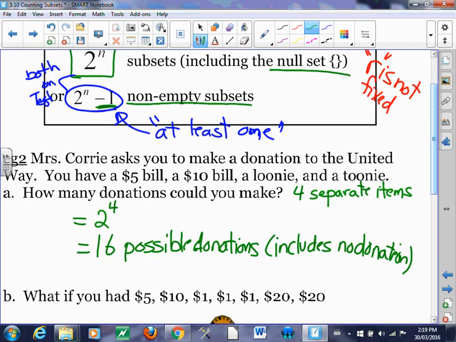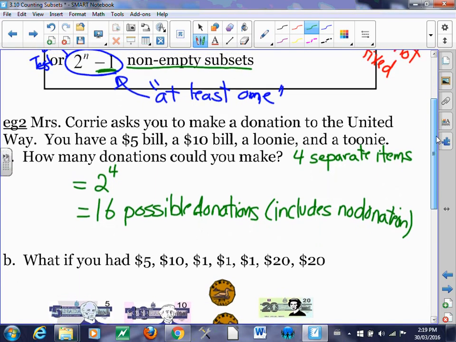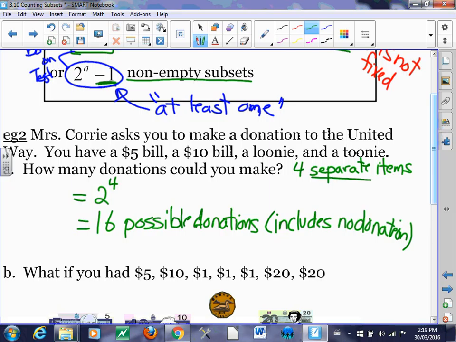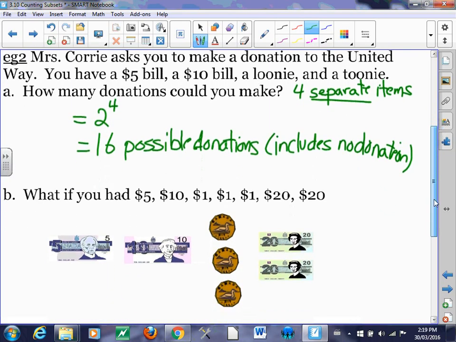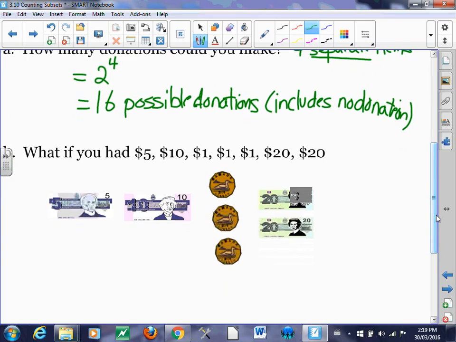Perfect. Now we're going to thicken the pot a little bit, guys, but notice these were separate or distinct items, and there were no repeats. Now we're going to take a look at an example where we have repeats. Notice the $5 bill is distinct, it's by itself. We've got the $10 bill by itself. But notice this is not distinct. We've got a repeat here, and same with the 20. There's a repeat here.